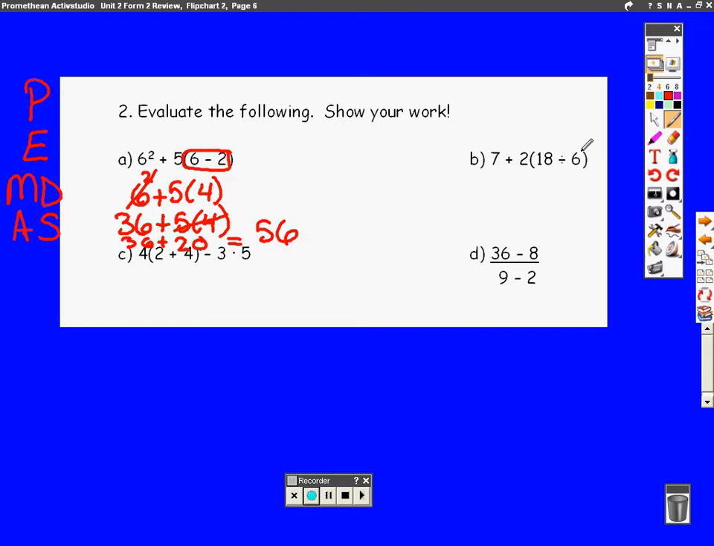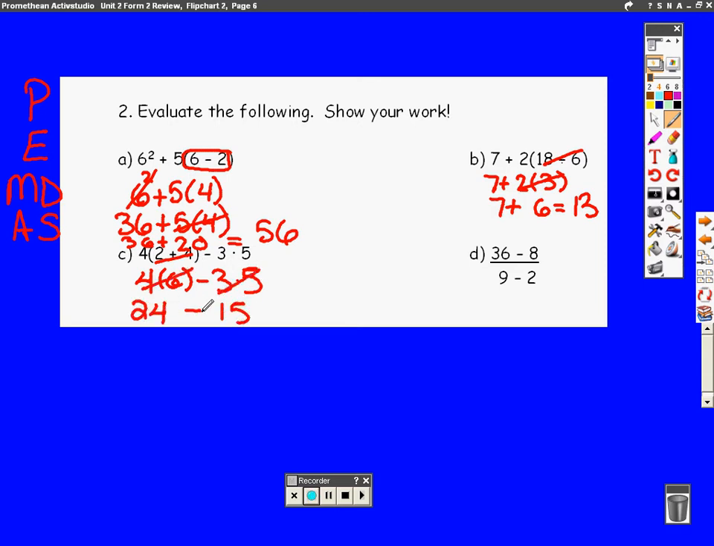For letter B, we're going to do the part of the problem inside the parentheses first, then multiply, and then we can add to get 13. For letter C, it's the same thing. We're doing what's inside the parentheses first and writing down everything else that we haven't used. Now there's 2 parts where we have to multiply here, and then we can subtract to get our answer.